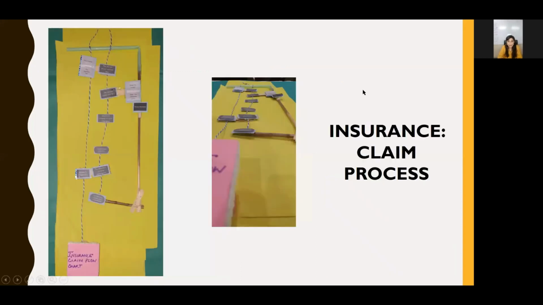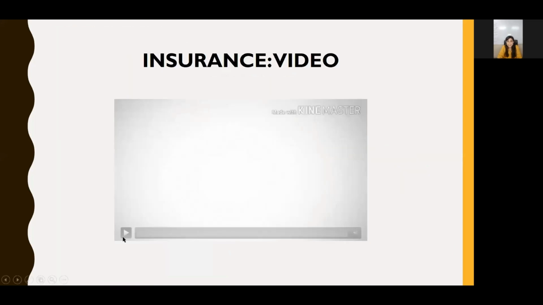Next, insurance claim process. I just now showed you the wall hanging we made. Children can make it the way they like. You can enlarge and see the claim process, how it's happening, and how things are highlighted out here. Right? Next we go.